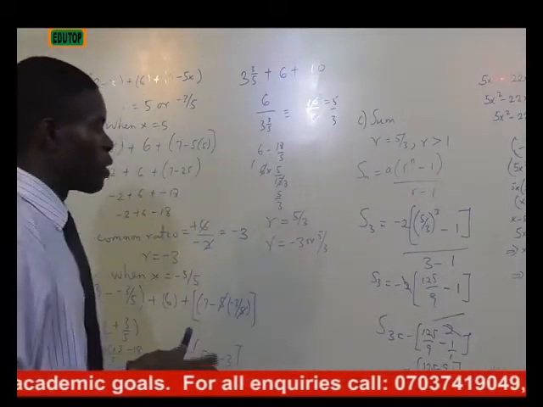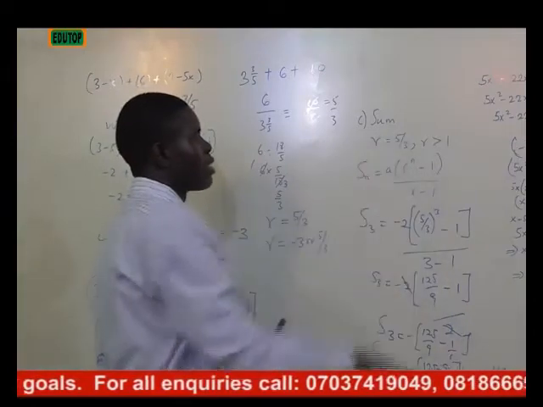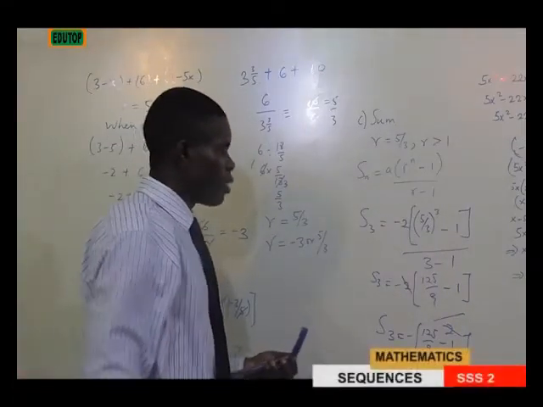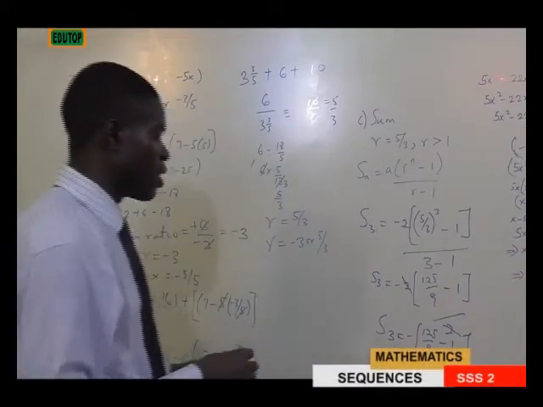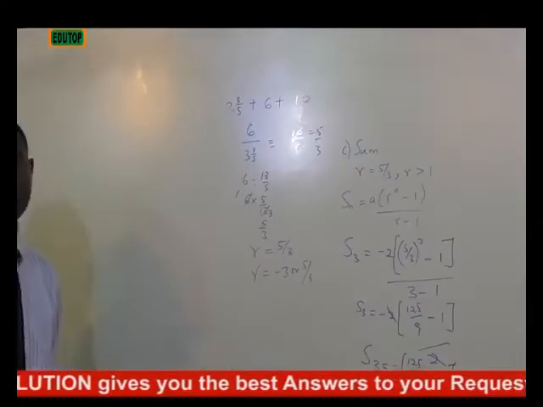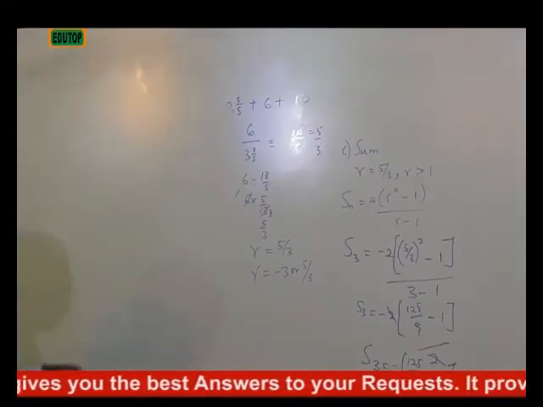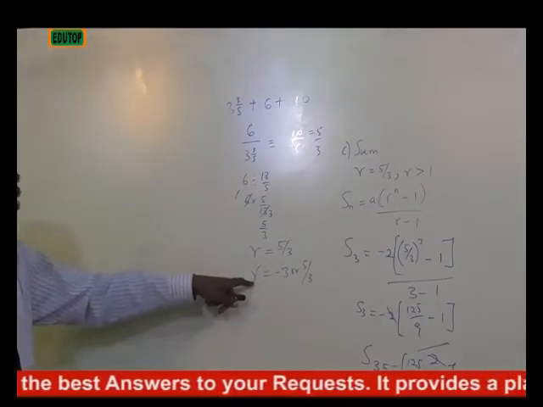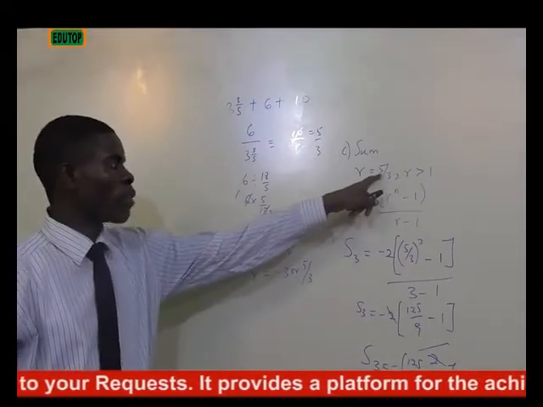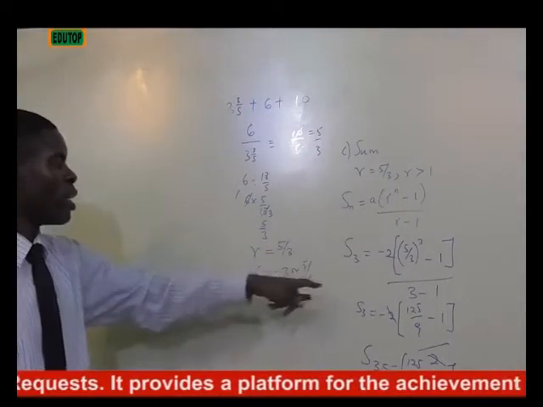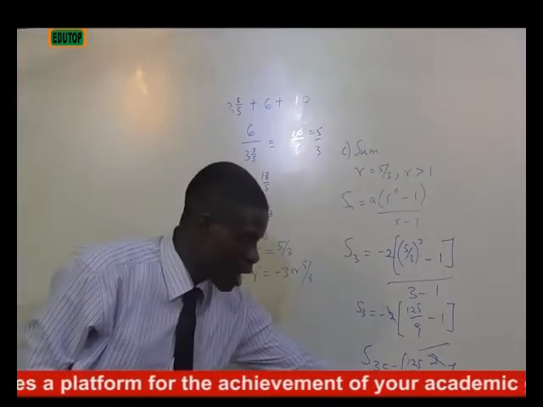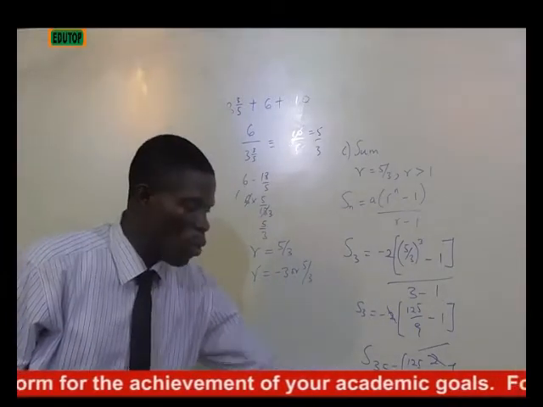So we have, for the first case, where your R is greater than 1, that is 5/3, minus 116 over 9. Now, when R is 5/3, we are able to derive the S3 for that, and that is minus 116 over 9.